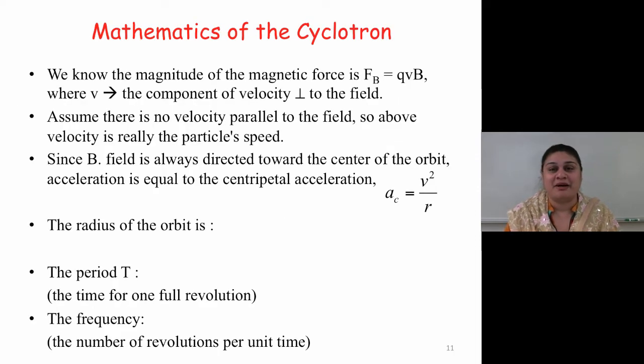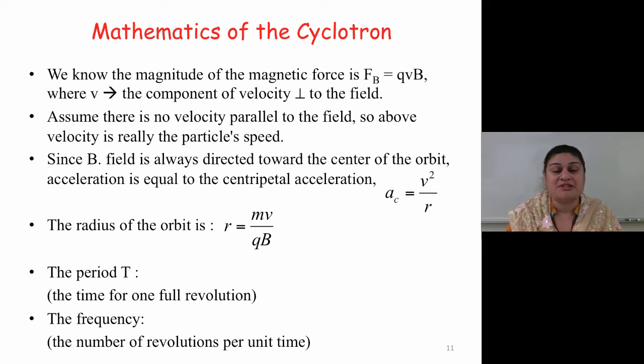So a little bit about the mathematics of a cyclotron. We know the magnitude of the magnetic force is qvB, where v is the component of the velocity perpendicular to the field. Assume no velocity is parallel to the field, so the velocity is really the particle speed. Since the force is always directed towards the center of the orbit, the acceleration is the centripetal acceleration, v squared over r. Then the radius of the orbit will be given by mv over qB, just like the one we solved on the board in the example before.